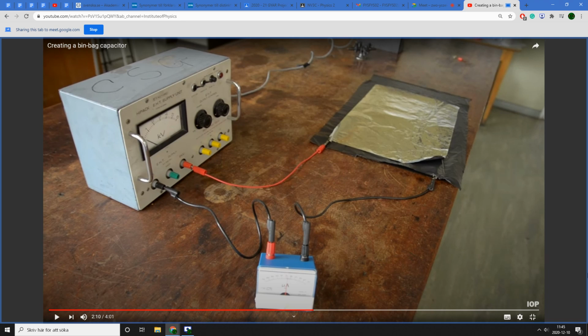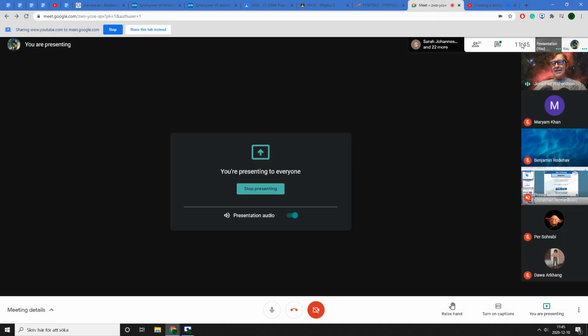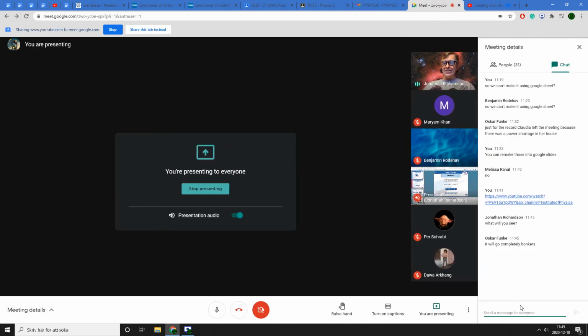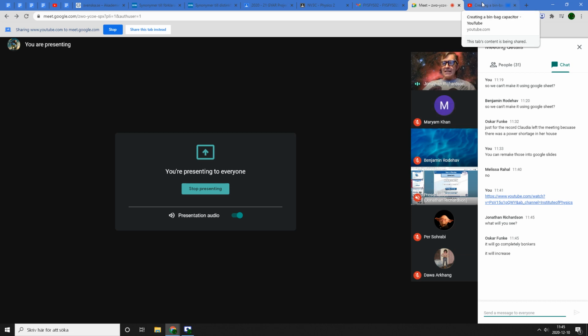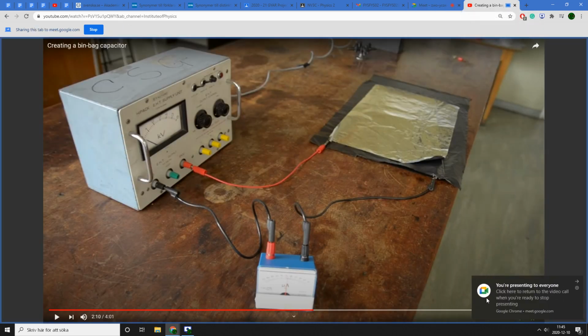Will the ammeter stay as it is? I don't think it'll go bonkers. That's not a very scientific answer. It will increase constantly, or what?